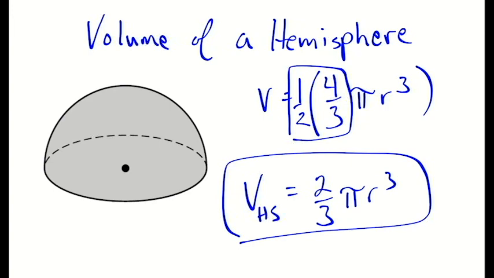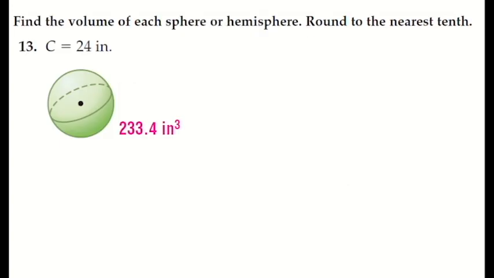We're going to skip over some of the more basic type of problems, and we're going to jump right into something that has a little more substance to it, like this question here, where you're given this green sphere, and you've got a circumference that is 24 inches long. Obviously, the answer that we're looking for at the very end is going to be 233.4. This is a sample question from one of our textbooks. So how do you get that 233.4?